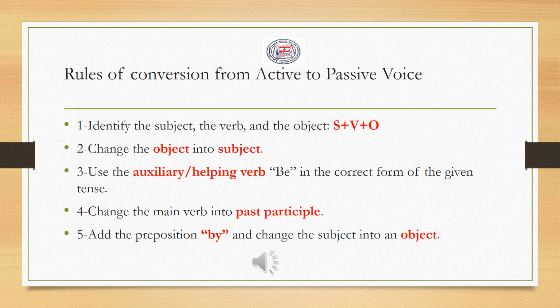Rules of conversion from active to passive voice. In order to change an active voice sentence into a passive voice sentence, you have to follow several steps. First of all, you have to identify the subject, the verb, and the object of the active voice sentence. Second, you have to change the object of the active voice sentence to become the subject of the passive voice sentence. Third, you have to use the auxiliary or helping verb be in the correct form of the given tense. Fourth, change the main verb into the past participle. And fifth, add the preposition by and change the subject into an object.